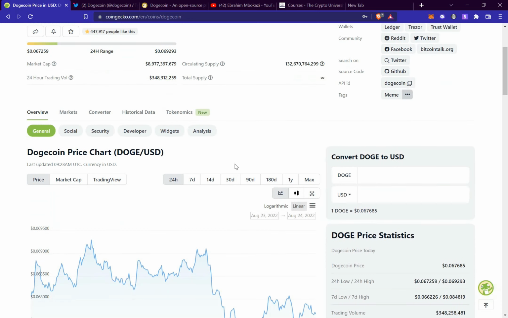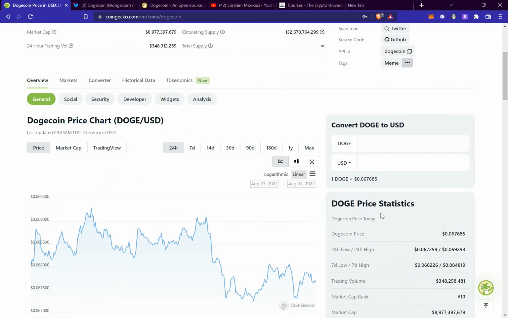Now moving forward, let's just say you want to buy some Dogecoin, and you want to spend $10, and you want to know, if I put $10 into Dogecoin, how many Dogecoin would I get? For instance, if I had $10, I would receive 147.74 Dogecoin. Let's just say if I had $100, that means I would receive 1,477.43 Dogecoin. So that's how you can convert from Dogecoin to US dollars.